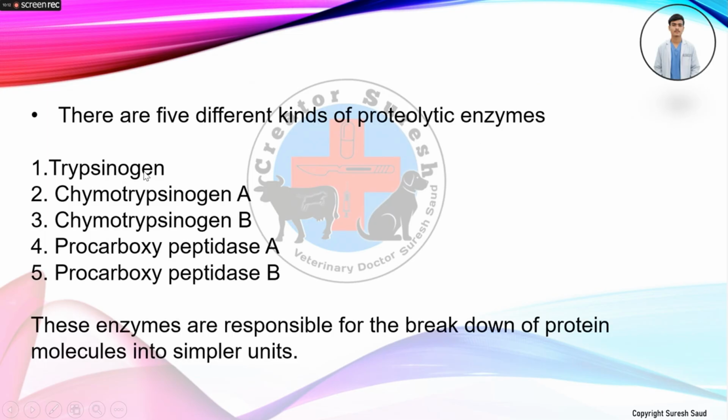1. Trypsinogen. 2. Chymotrypsinogen A. 3. Chymotrypsinogen B. 4. Procarboxypeptidase A. 5. Procarboxypeptidase B. These enzymes are responsible for the breakdown of protein molecules into simpler units.